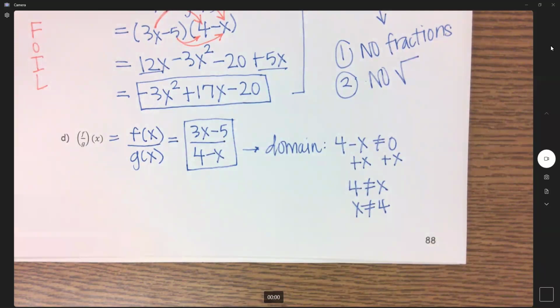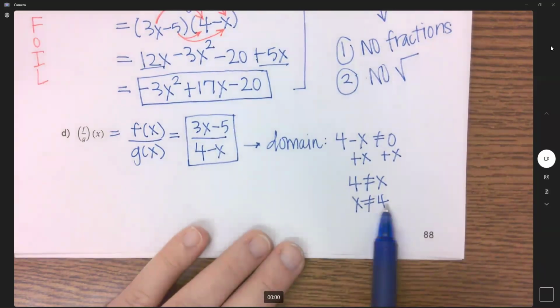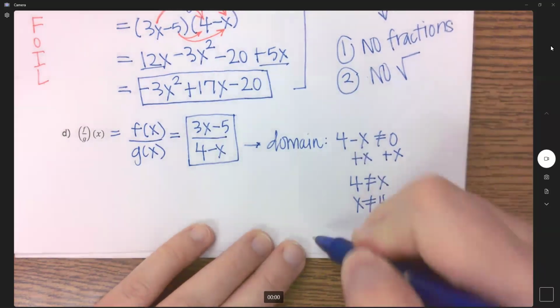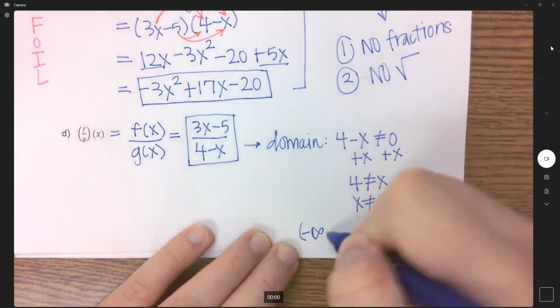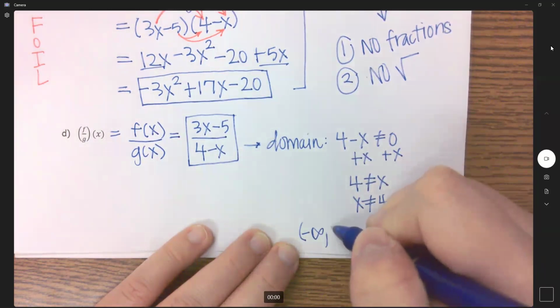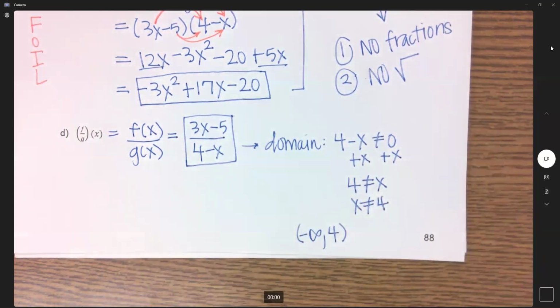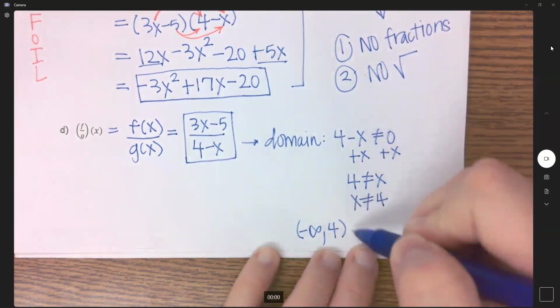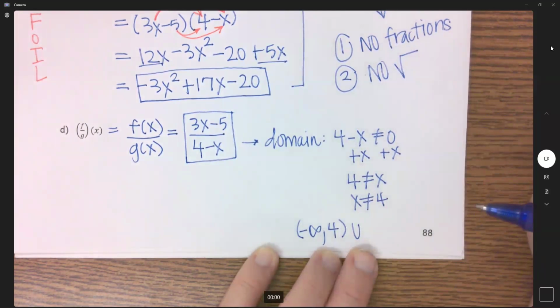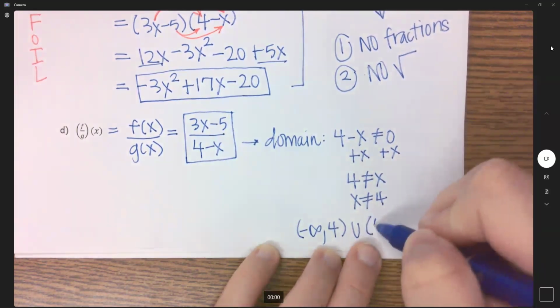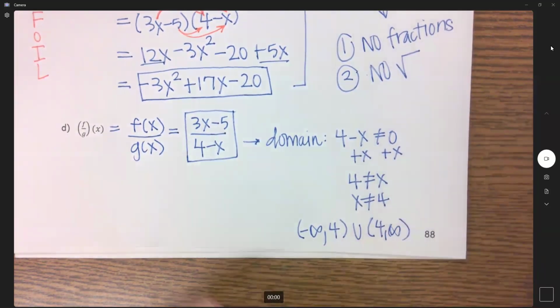I'm not sure if you need to write this in interval notation or set notation. Set notation, you're just typing in this. But if it's interval notation, then we are talking about every number that is less than 4. So negative infinity to 4, but with a parenthesis, so it doesn't include it. And then the union, now I need to talk about every number that's greater than 4. So 4 to infinity.